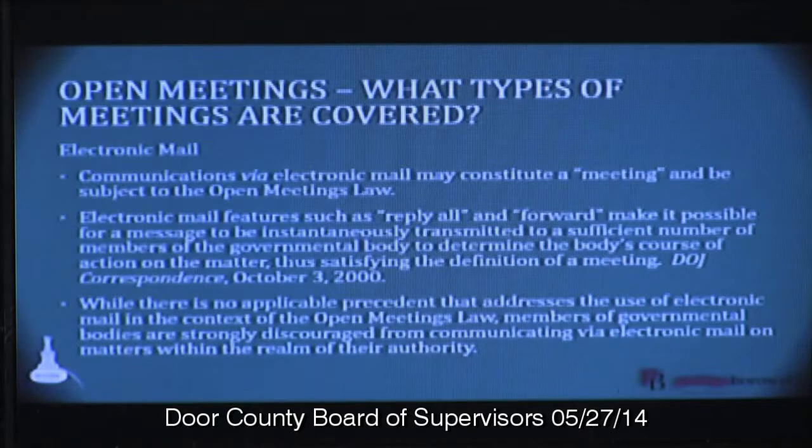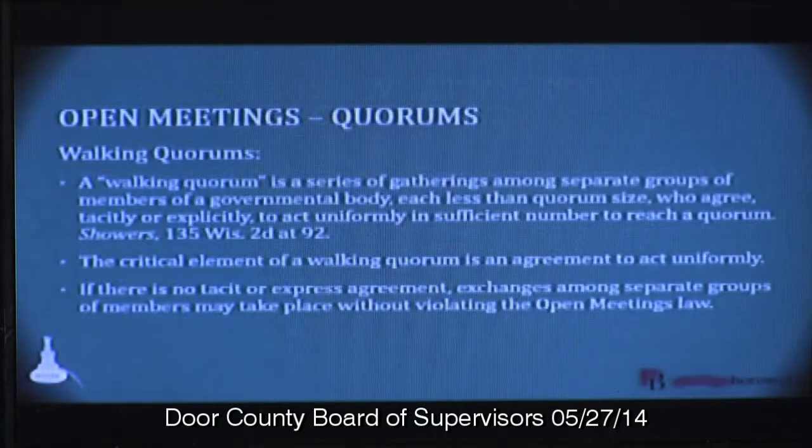All of a sudden, the message that was transmitted between two gets disseminated out to 7, gets redisseminated out to 12. Pretty soon, you got yourselves a quorum, or at least a negative quorum, and they're all receiving the same message at the same time, which the Attorney General has said, that's a meeting. And so be very aware that when you're dealing with electronic communications, that may trigger certain open meetings requirements.